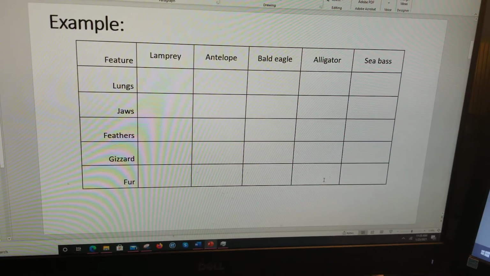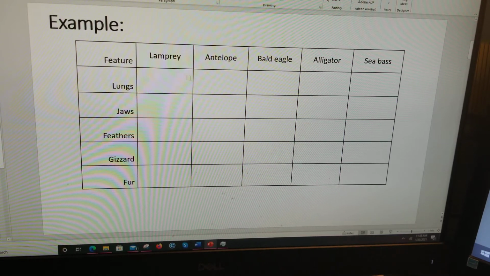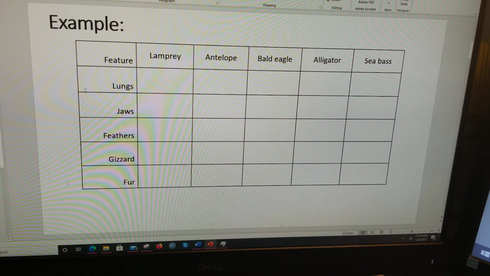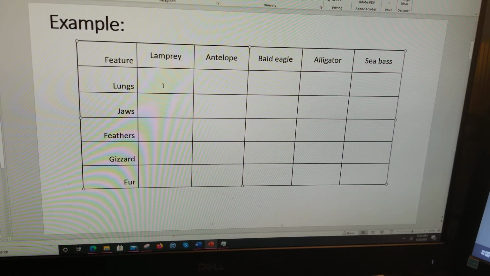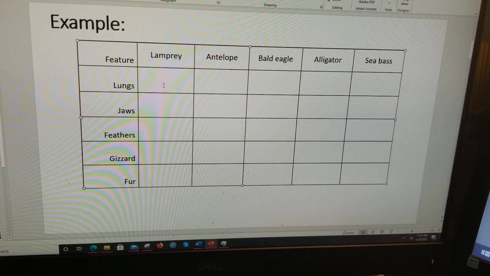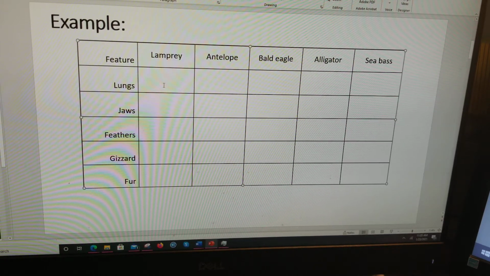Okay, so first we're going to begin with the lamprey. I'm going to do it the second way. Instead of looking at each feature, I'm going to look at each group of species. So I'm going to look at the lamprey and find out which features are present. All right, so let's begin. The lamprey has no lungs, no jaws, no feathers, no gizzard, no fur.